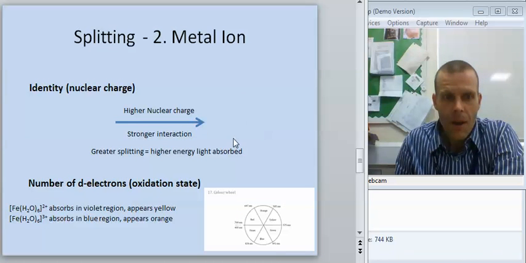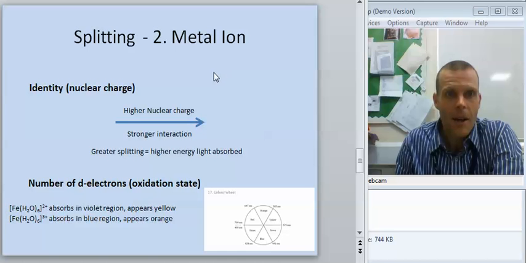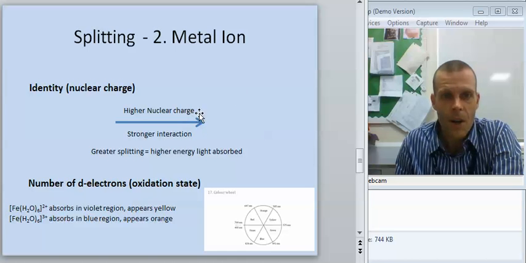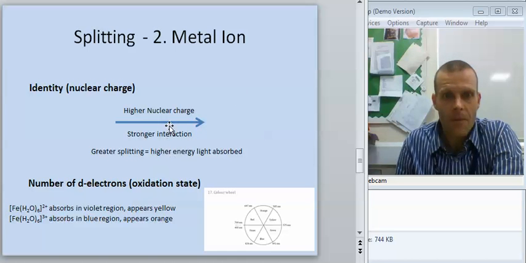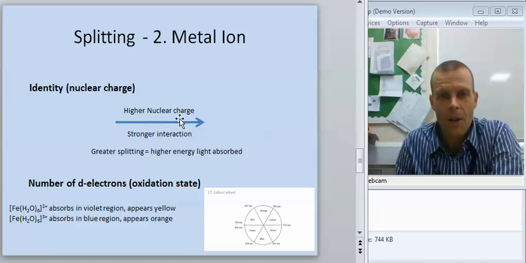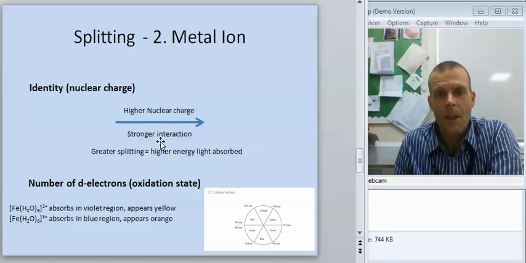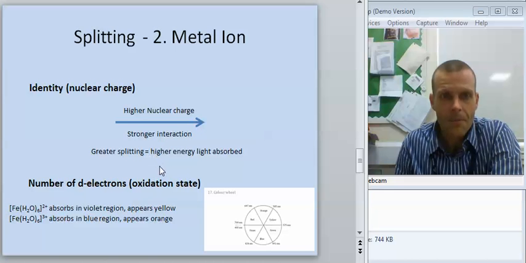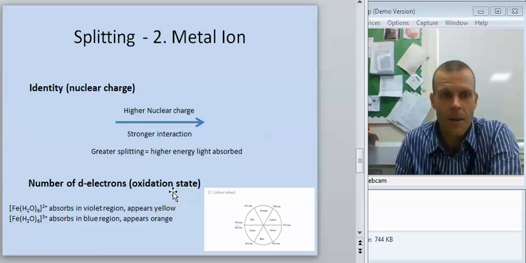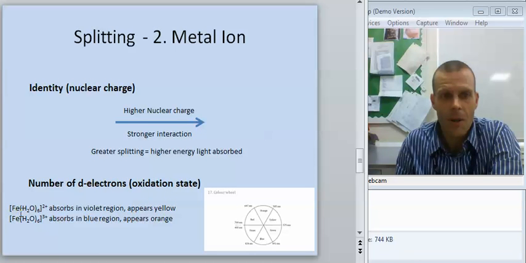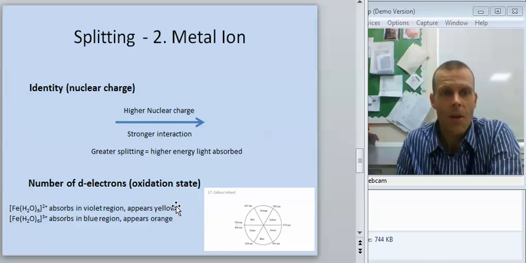Another factor that can affect the color that we see is the metal ion itself. What is its charge? If we've got a higher nuclear charge, then we tend to get stronger interaction with the ligands, and again a bigger splitting. We can also consider how many d electrons there are, because that can also affect the splitting. You can see two examples here: iron 2+ is absorbing in violet, whereas iron 3+ is absorbing in the blue. Using the color wheel, you can see what color those are coming through.